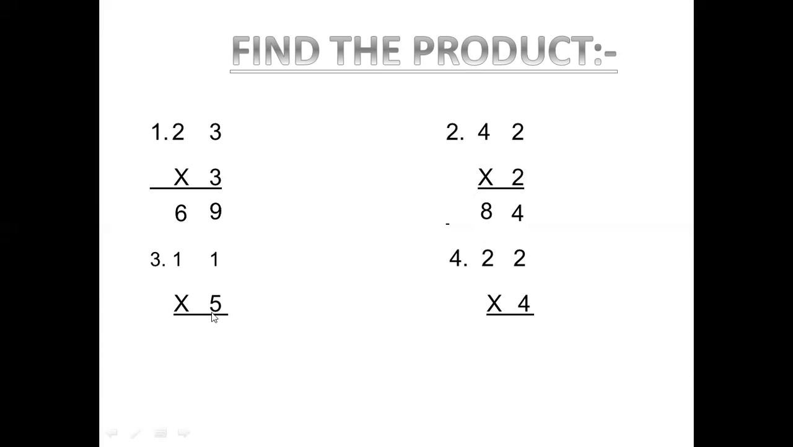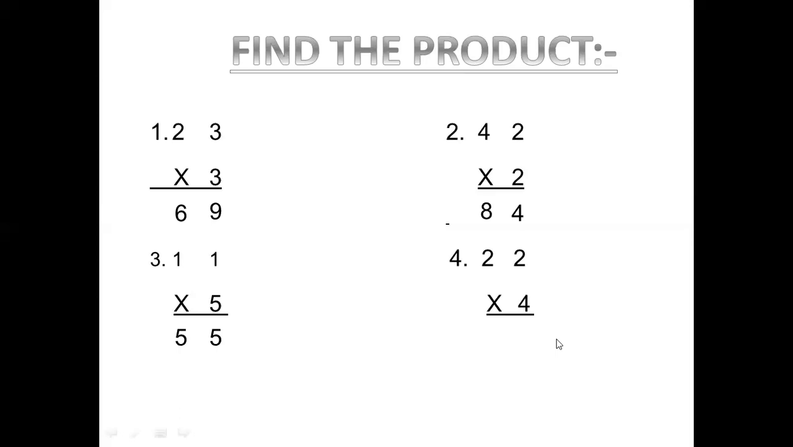Come to the next question. 11 into 5. 5 times 1 equals 5. Then the next one is what? 5 and 1. So again 5 times 1 is equal to 5. So the product is 55.